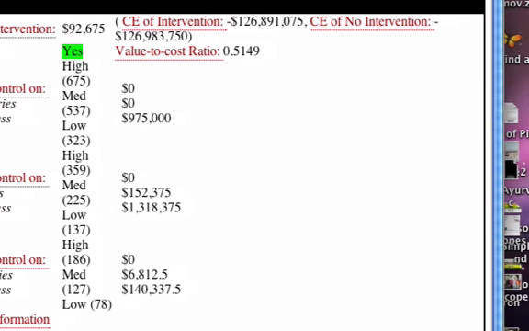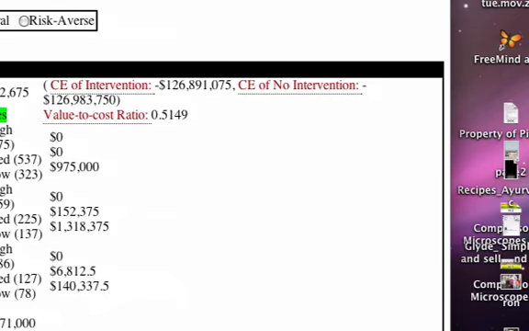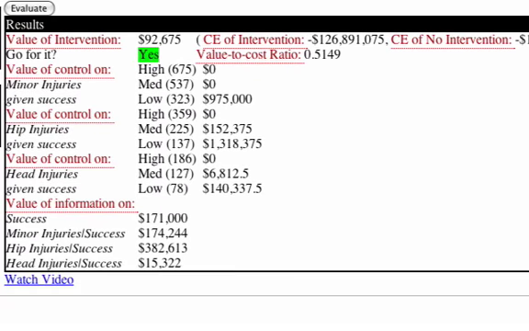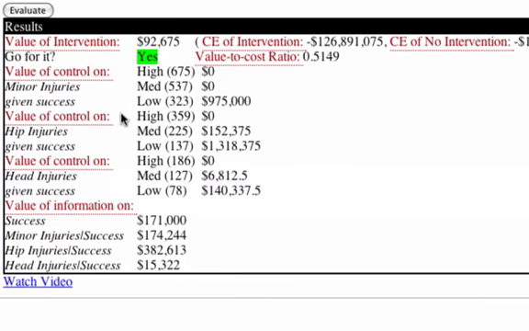Let me just extend this a little bit. There. That makes it a little easier to see. Maybe I'll extend it some more. There, much better. Okay. Then we continue on to value of control on the other ones. Hip injuries, head injuries, same story.